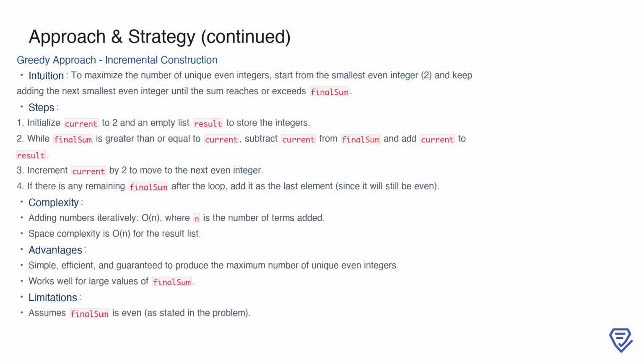If there's any leftover value in final sum after the loop ends, we add it as the final element since it will still be even. This approach is highly efficient, with a time complexity of O(n), where n is the number of terms added, and a space complexity of O(n) to store the result. It's simple, fast, and ensures that we achieve the maximum number of unique even integers. However, it's important to note that this approach assumes final sum is even, which the problem guarantees.